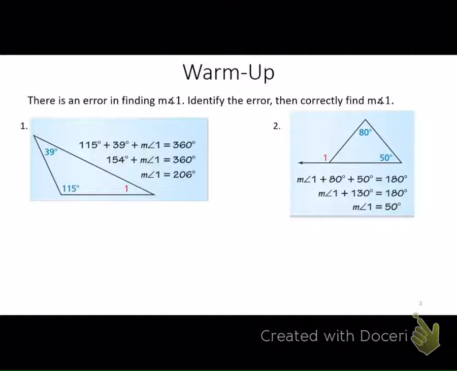Helena? It should equal 180, not 26. Yeah, triangles add to 180, so they should have done 115 plus 39 plus the measure of angle 1 equals 180.